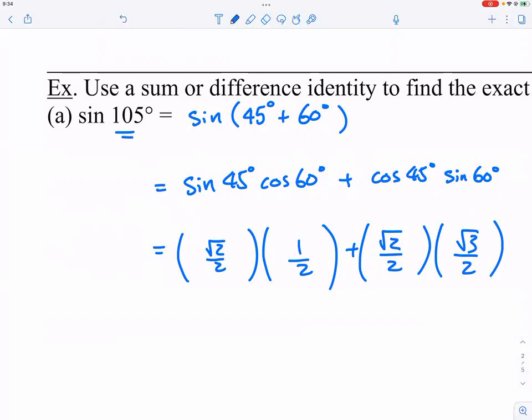All right. So what's these two multiply together? What do you get? Root 2 over 4. And this is root 6 over 4.